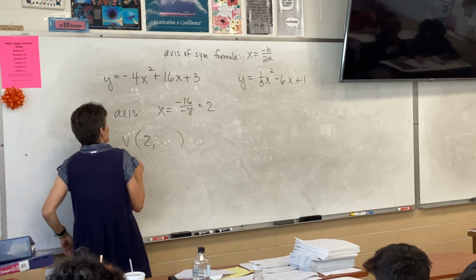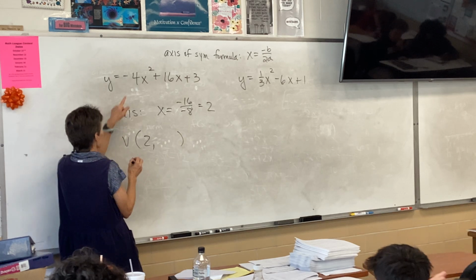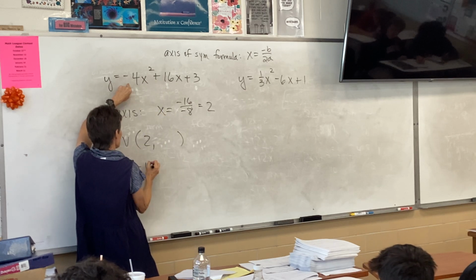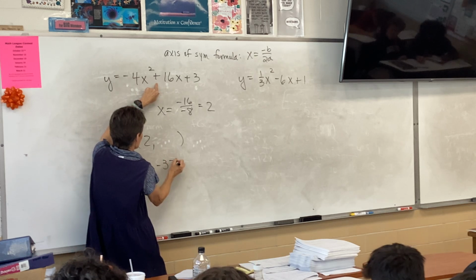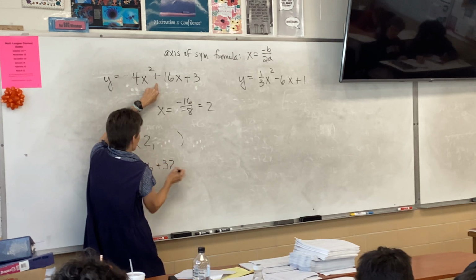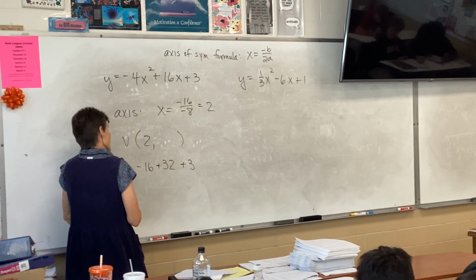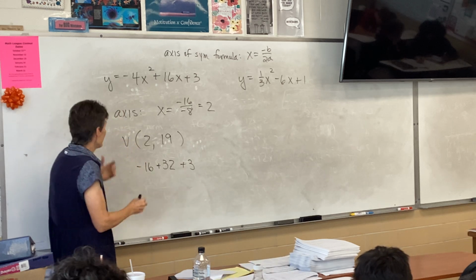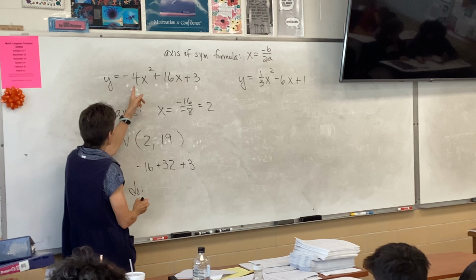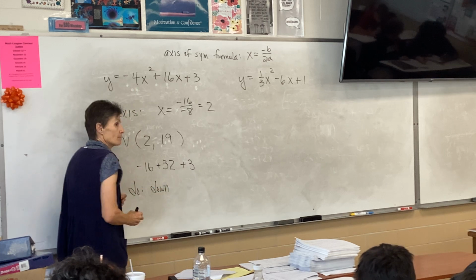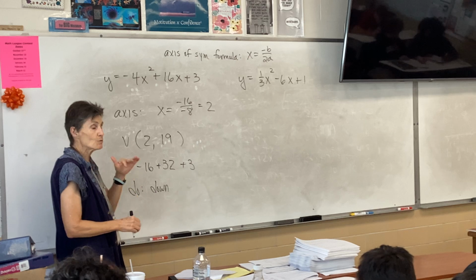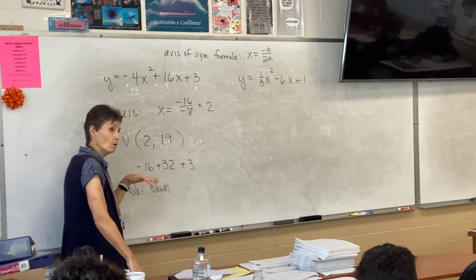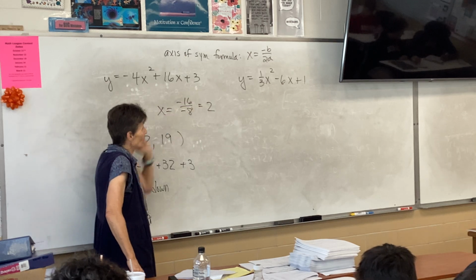All right, so I'm going to plug in 2. So what do I get when I plug in 2? 2 squared is 4, times negative 4 is negative 16. What's 32? Minus 32, or plus 32, plus 3. Yep, 19. And then which way does it open? That's easy, it opens down. So you can find that stuff we were looking for without altering the equation if you remember your formula.